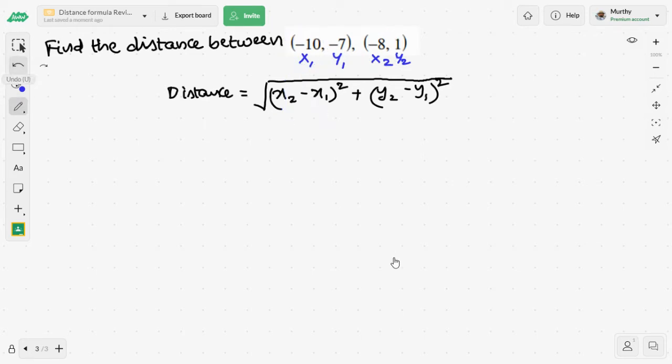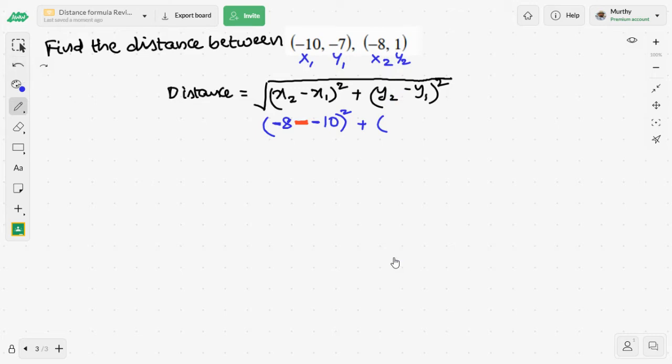Okay, so let me take these two values. First of all, x2 is negative 8, subtract x1 is negative 10. So just plug in these values and you don't bother about the signs. So step 1, just plug in these values. Be careful, at times there may be double negative signs, like they occur side by side. Okay, so the next part is plus y2. y2 value goes here, and y1 value goes here.